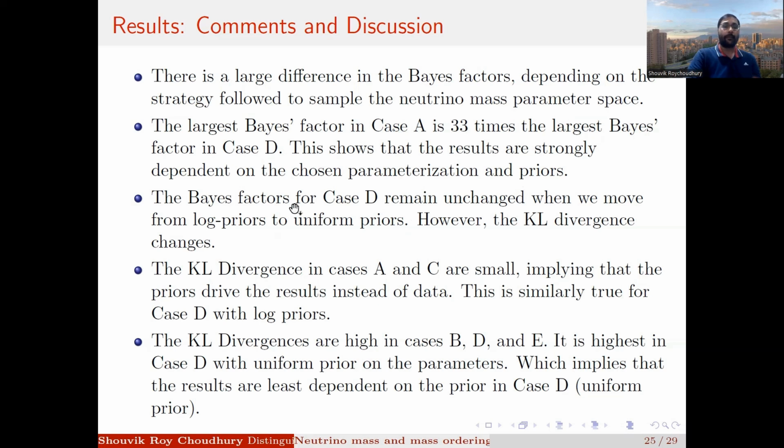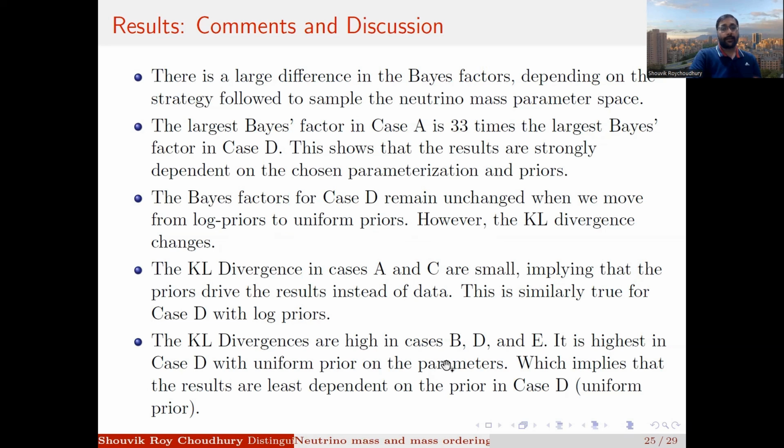And so the Bayes factor for case D remains unchanged when we move from log prior to uniform prior. However, the KL divergence changes. So for case D, log and linear prior give the same Bayes factor. However, since the KL divergence in the case of the log prior is much lower, we would suggest that people use uniform priors. And the KL divergence in cases A and C is small, implying that the priors drive the results instead of the data.